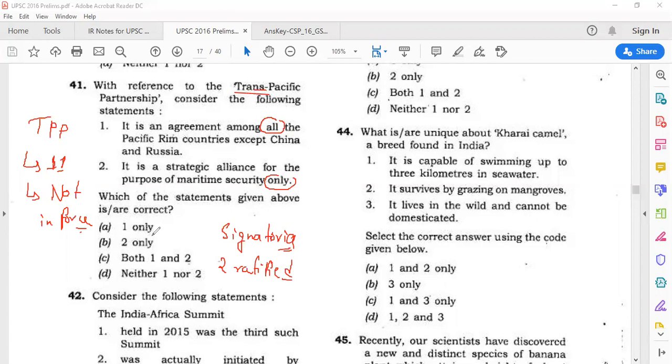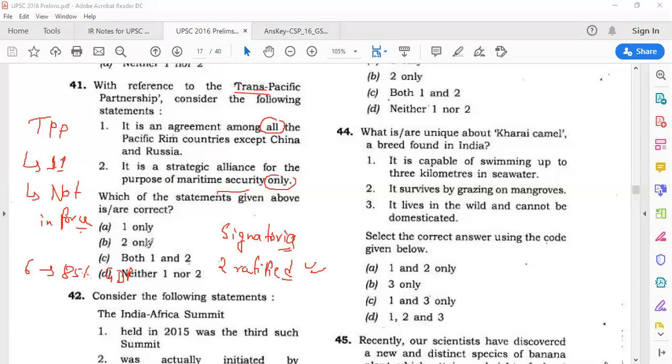Or after that they changed it. They changed it and they made it like 6 countries or 85% GDP contribution. These were the conditions which were kept by them, but this was not fulfilled. Only two have ratified it till now. So that's why it's not in force. So again, they are saying it is a strategic alliance for the purpose of maritime security only. If you look at these two options, you will realize that D is the answer.